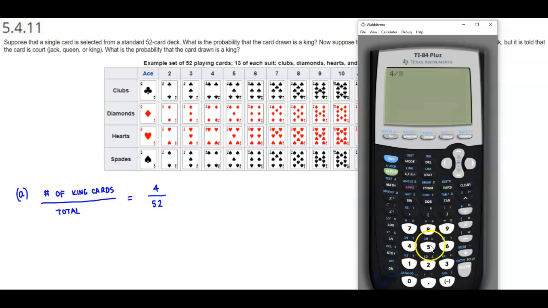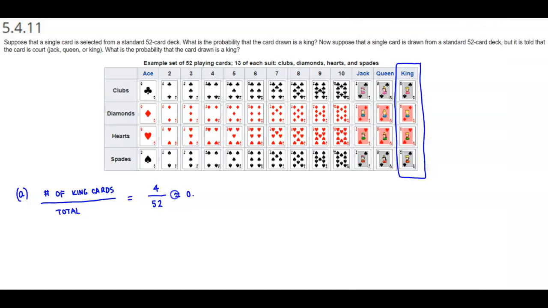Okay, so if we take 4 and divide that by 52, let's go ahead and do that. So 4 divided by 52 gives us 0.0769. And then what we're going to do is round that to 3 decimal places, which is going to be 0.077. So then we can say the following. The probability that the card drawn from a standard 52 card deck is a king is 0.077.